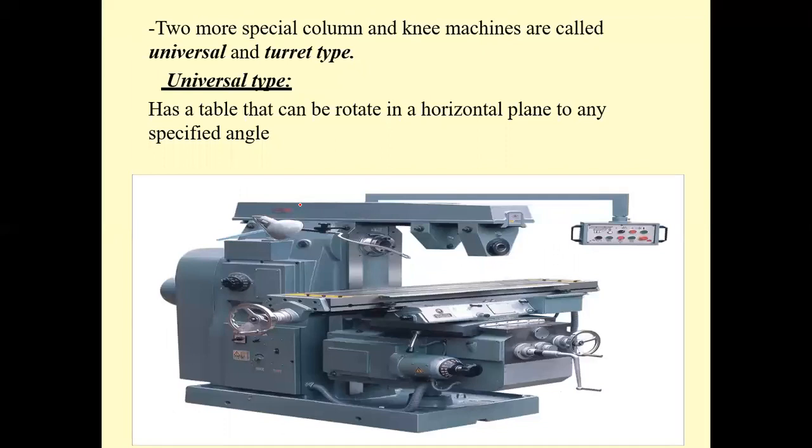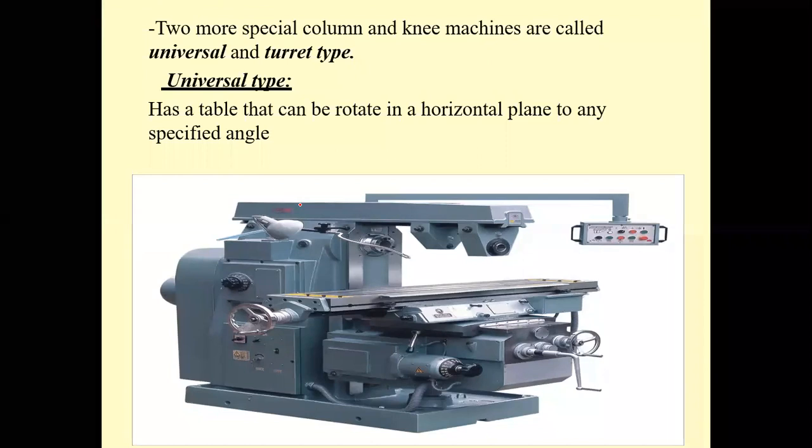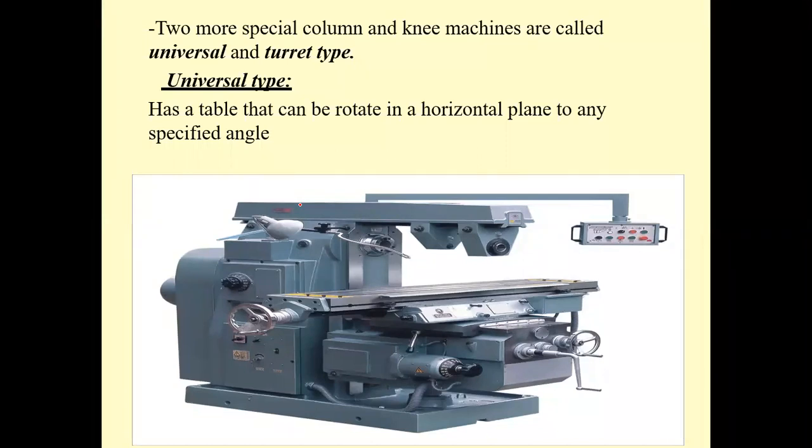The next type of milling machine, in addition to the column and knee type, has two more special column and knee machines called universal or turret type. In the plain column and knee type machine, we have only X, Y, and Z linear motion of the table, right? But in the other types of milling machine, in addition to these 3 motions, for example in the universal type, the table can be rotated in a horizontal plane. This table can be tilted like this, as well as tilted like this.